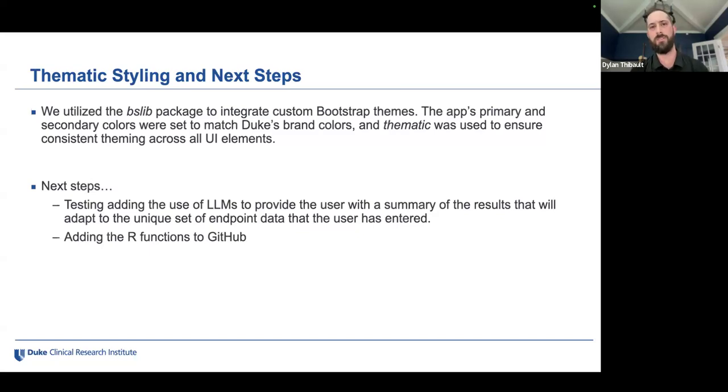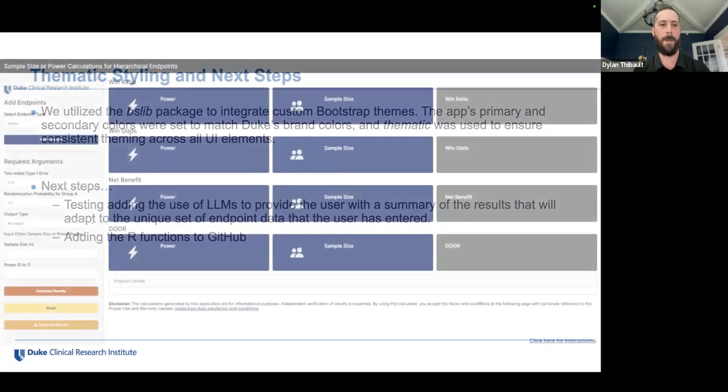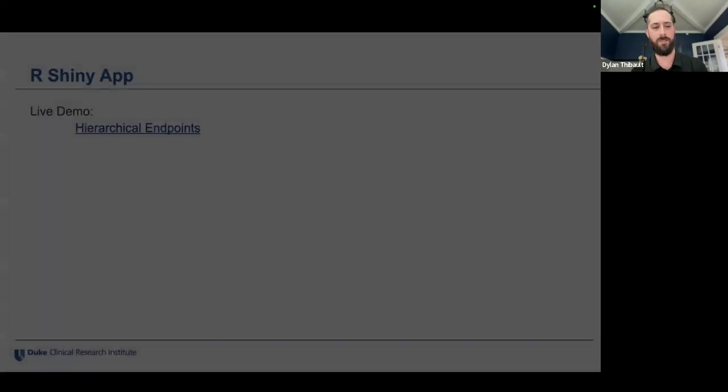Some of the next steps that we want to do: we've considered maybe incorporating large language models to provide the user with a summary that's unique to the endpoints they've entered, so it's always custom. And then also adding the main R functions to GitHub so they can be used standalone outside of the Shiny environment. So now we can do a quick demo here.